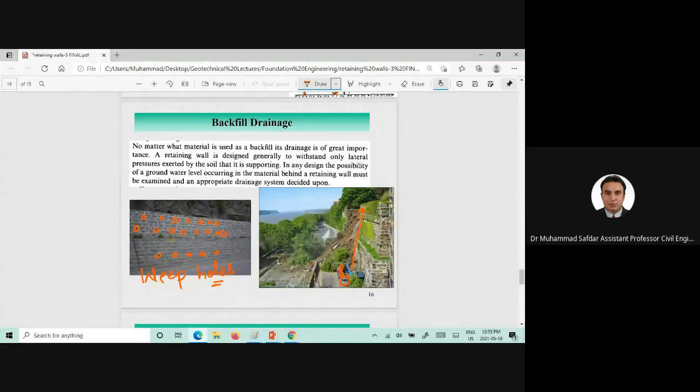The second reason which we can see here is that the material looks like clay material, fine grained. And the vegetation shows that significant vegetation has grown, which means the pore water pressure behind the retaining wall is significantly greater. And once the rainfall occurred, the lateral forces and pressures were exerted onto this retaining wall, and that made it fail. So weep holes are provided.